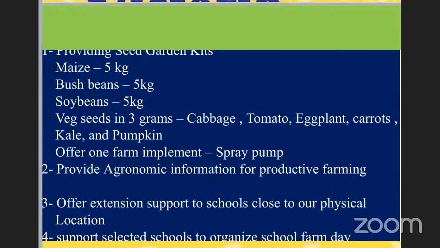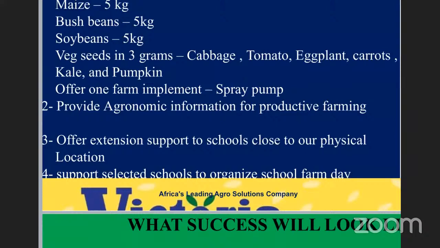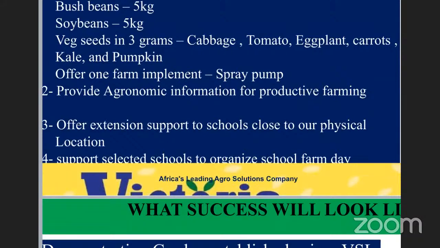Then as a company, we are providing agronomic information for productive farming. That will be nothing new, but it's important for you, as the teachers helping with the demo, because you may not know the maturity period of the plant. So once you know, it helps you to plan. Then of course, we will work with you to offer extension support to schools that are close to our physical location, because as Mr. Dungu said, we may not have the resources to visit each and every one of you. Then of course, it's very important that we support them and show what success looks like.